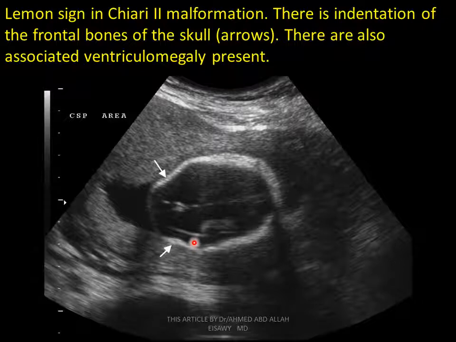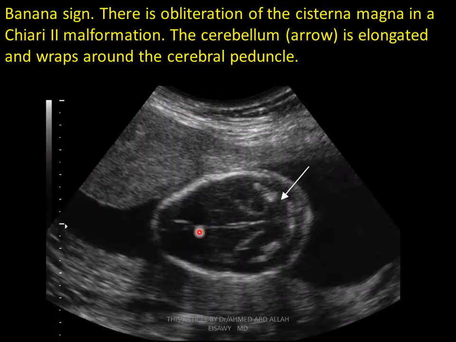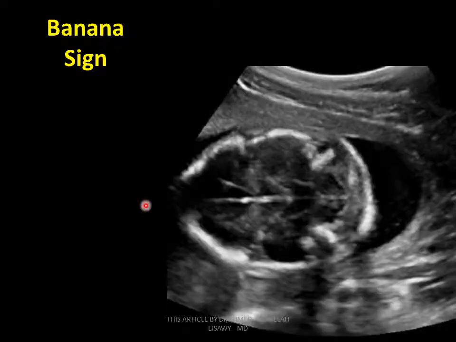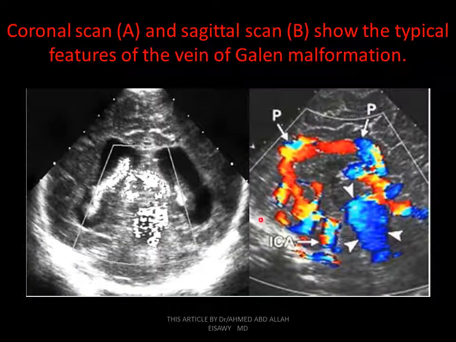Lemon sign in Chiari 2 malformations, indentation of the frontal bone of the skull with the associated ventriculomegaly. Banana sign of the cerebellum, obliteration of the cisterna magna in the Chiari 2 malformation. The cerebellum is elongated and wraps around the cerebral peduncle. Banana sign of the cerebellum, obliteration of the cisterna magna, as we see in Arnold Chiari 2 malformations.